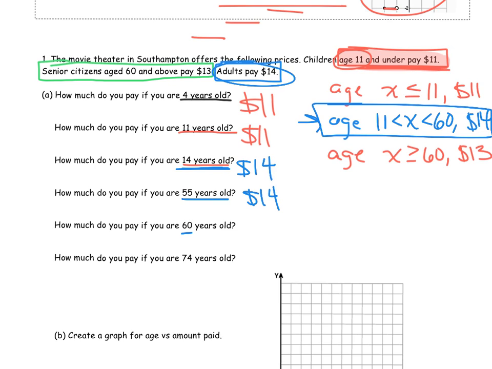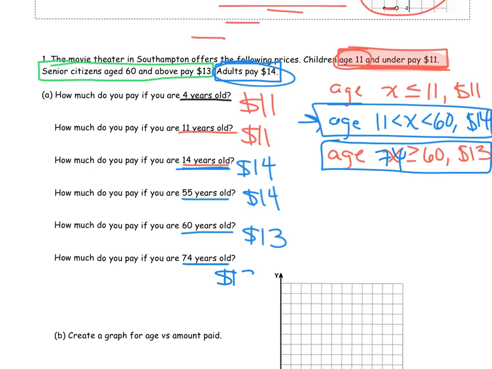If you are 60 years old, that's now this category: you could be greater than or equal to 60, and 60 is greater than or equal to 60, so they will pay $13. And if you are 74 years old, we know 74 is bigger than 60, so they will end up paying, again, that $13. So we're going to come up with graphing this as a step function.